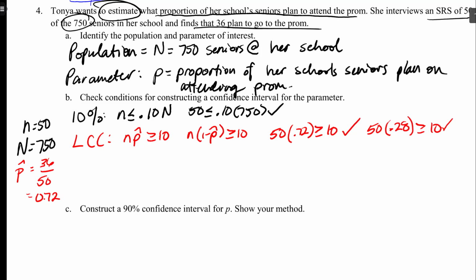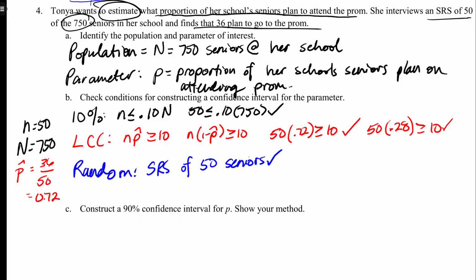The last condition that we need to check is the random condition. So the random condition, that's our new one. All we need to say is that, hey, did we actually take a simple random sample or some kind of random sample? So we said, you know what, it says specifically in my prompt that I took a simple random sample of 50 seniors. So that condition is indeed satisfied.